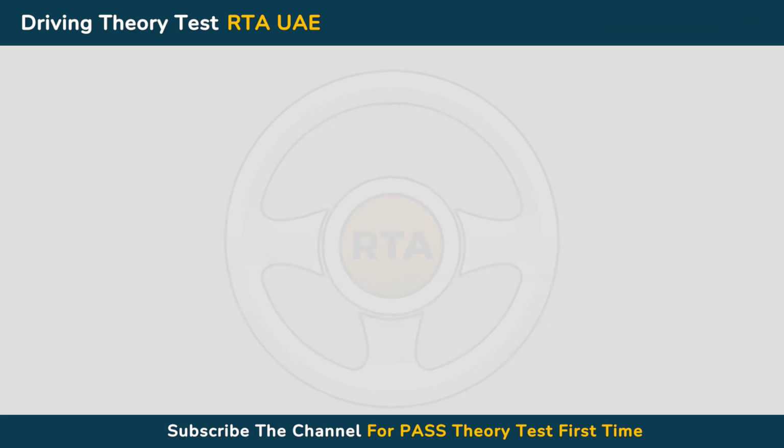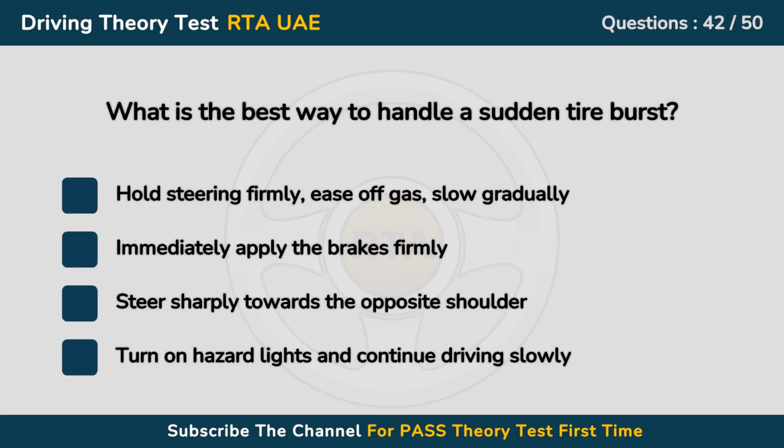Question 42. What is the best way to handle a sudden tire burst? A. Hold steering firmly, ease off gas, slow gradually. B. Immediately apply the brakes firmly. C. Steer sharply towards the opposite shoulder. D. Turn on hazard lights and continue driving slowly.